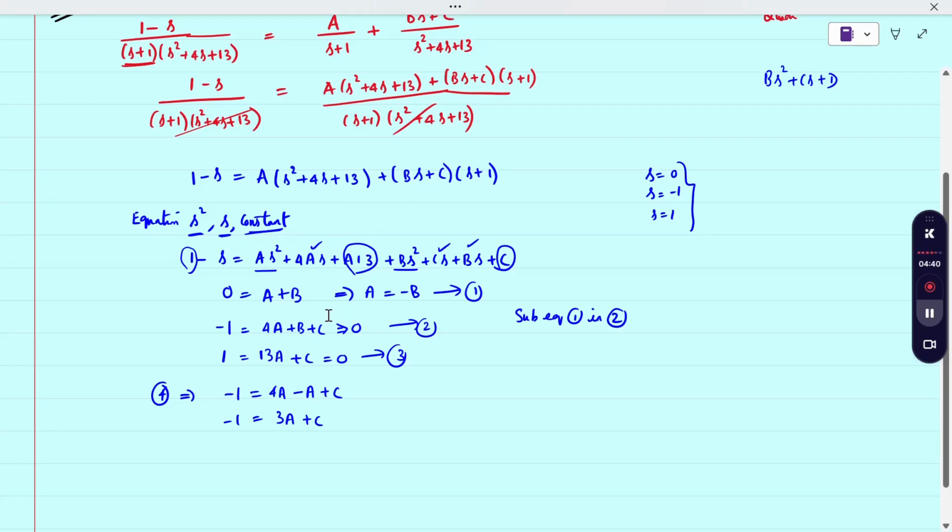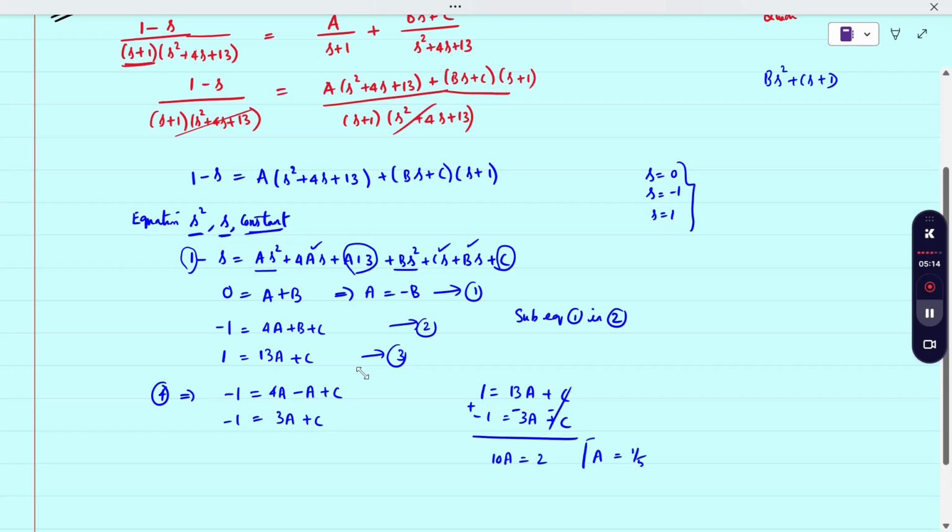Now I am going to simplify the third equation and the new fourth equation together. 1 equals 13a plus c, and minus 1 equals 3a plus c. Subtract them, so c gets cancelled. So 10a equals 2, so a equals 1 by 5.